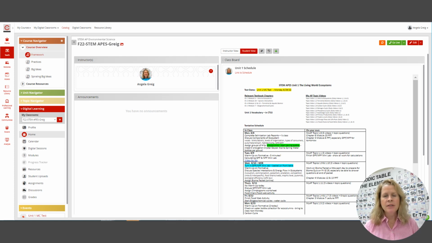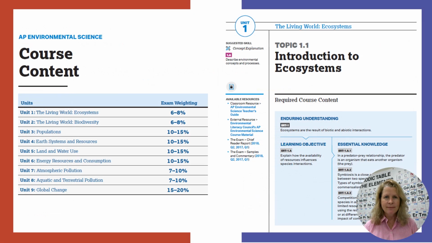Here's a screenshot of CTLS where I share the schedule and any files that the students need. And here's a snippet of information from the College Board. On the left is the course content, talks about the 9 units that the students will study and the exam weighting. On the right is a page out of the unit guide, so you can see what the students would use for what I'd call like a study guide, so they can prepare for the test.